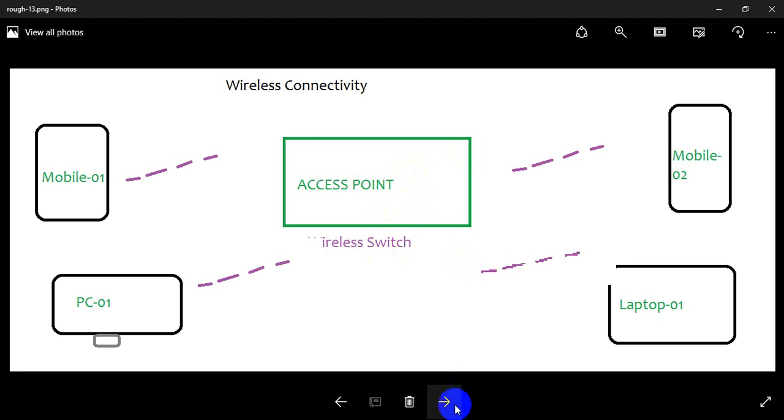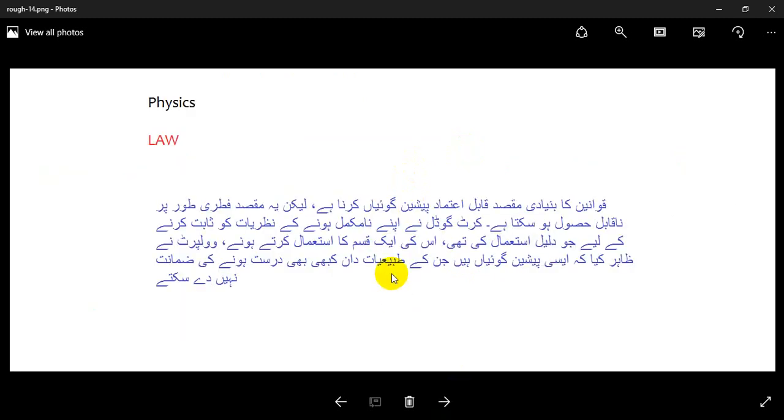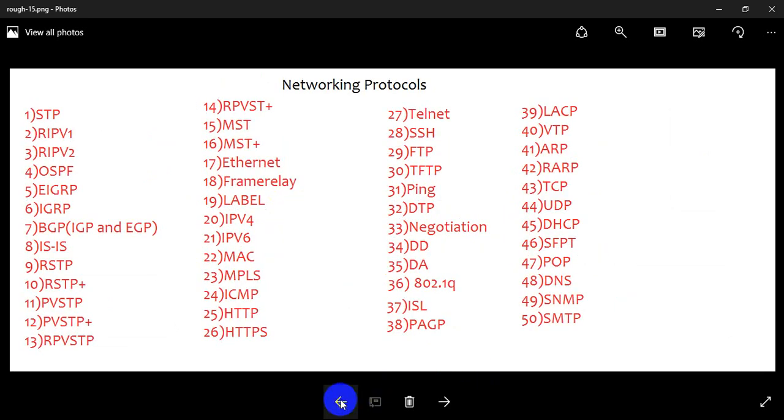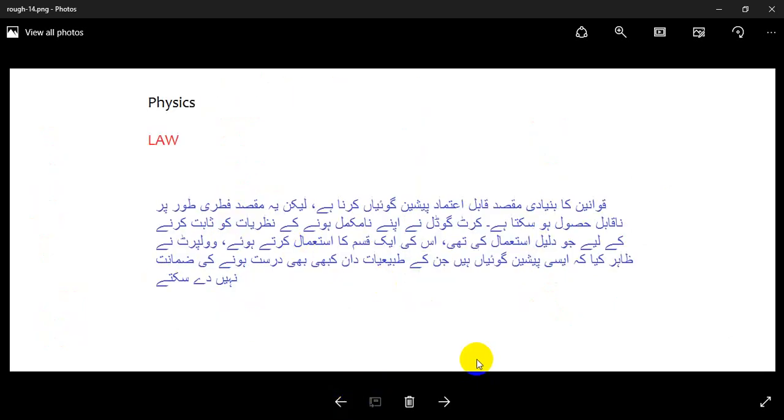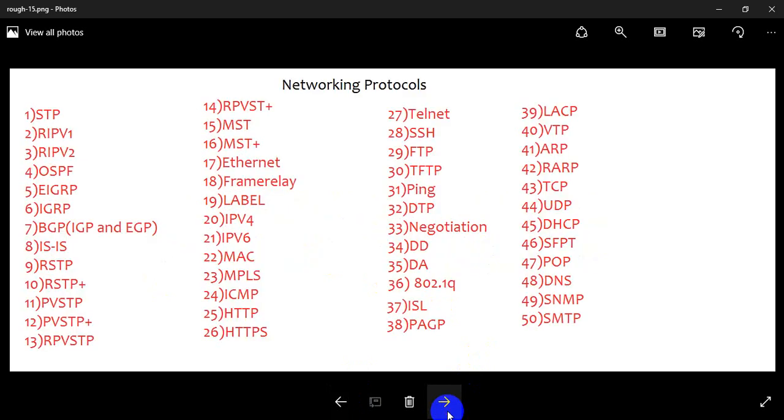So let's move forward. This is not for all of you because this is written in some kind of language known as Urdu, if you know. So let's move forward. These are some networking protocols.